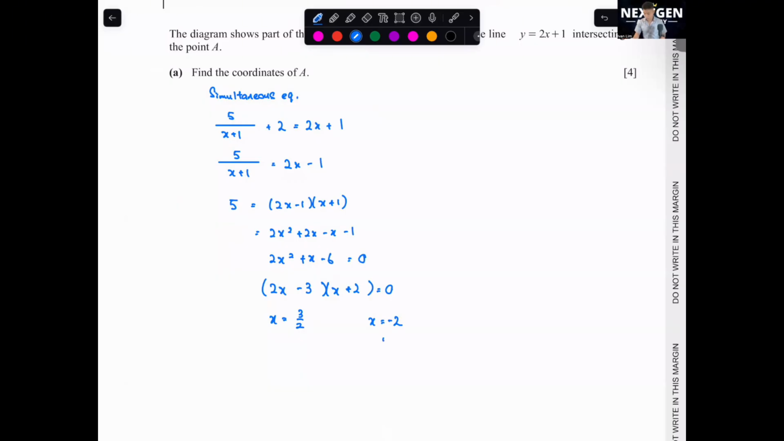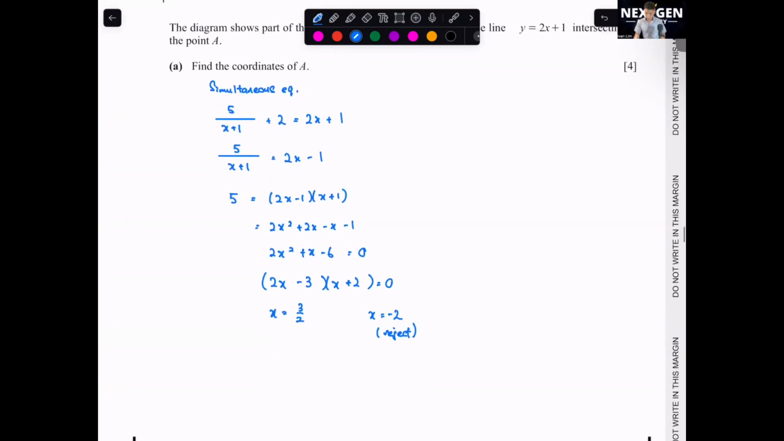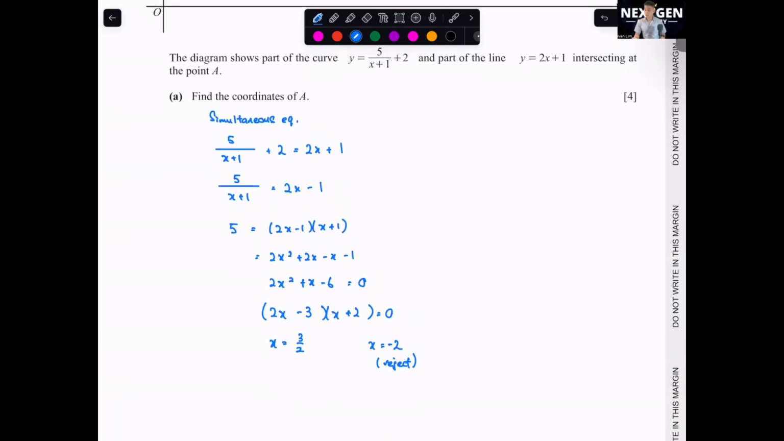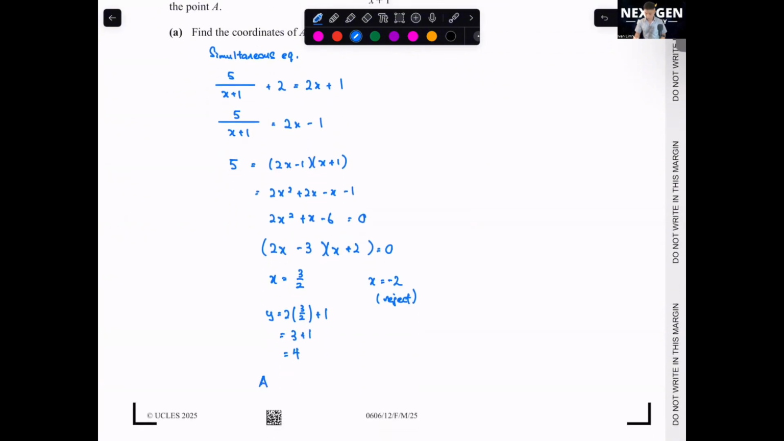This one, we don't care. Reject this one. So x equals 3 over 2. Now we want to find the y value. We substitute into y equals 2x plus 1. So y equals 2x plus 1, this will be 3 plus 1, which equals 4. Therefore, our A coordinate is 3 over 2, 4.